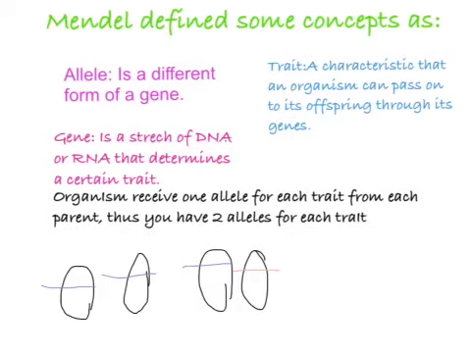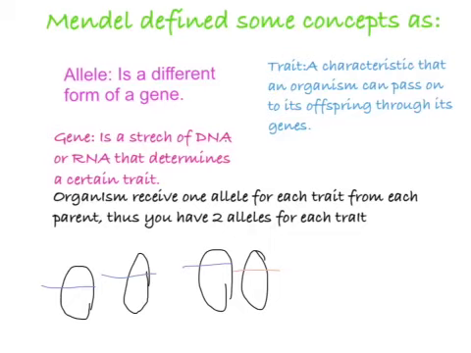Mendel defined some concepts. An allele is a different form of a gene. A gene is a strand of DNA or RNA that determines a certain trait. A trait is a characteristic that an organism can pass on to its offspring through its genes. Organisms receive one allele for each trait from each parent, thus you have two alleles for each trait.